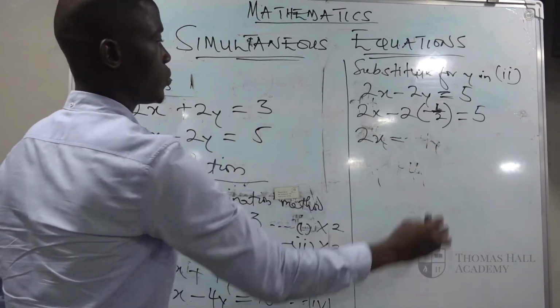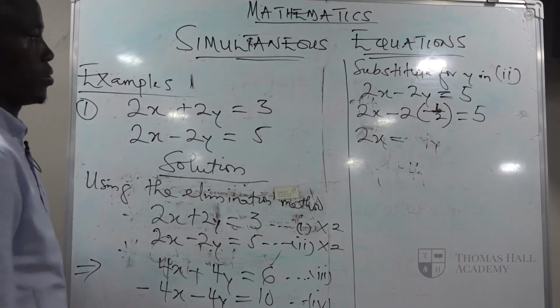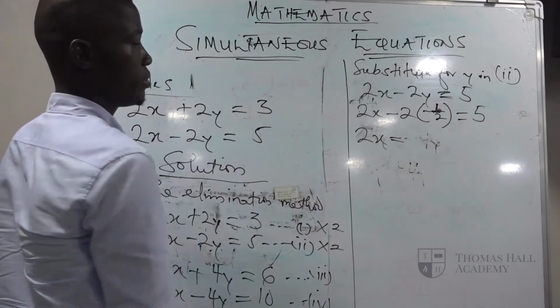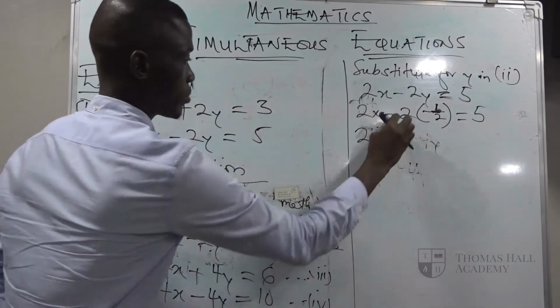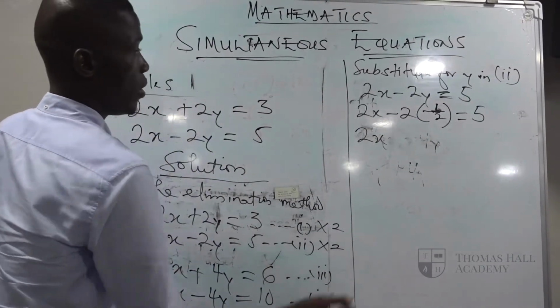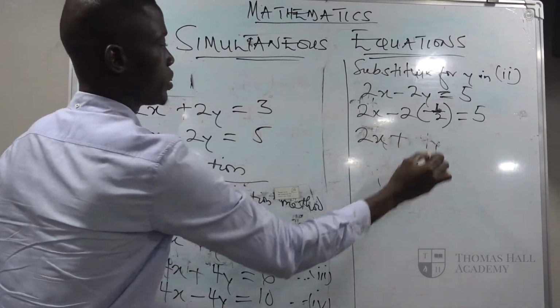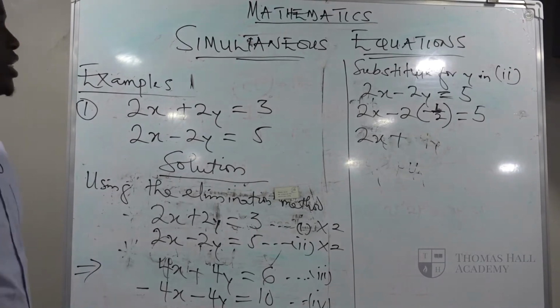2x equals to, first, minus times minus gives us plus. 2x plus 2 times 1 over 2.